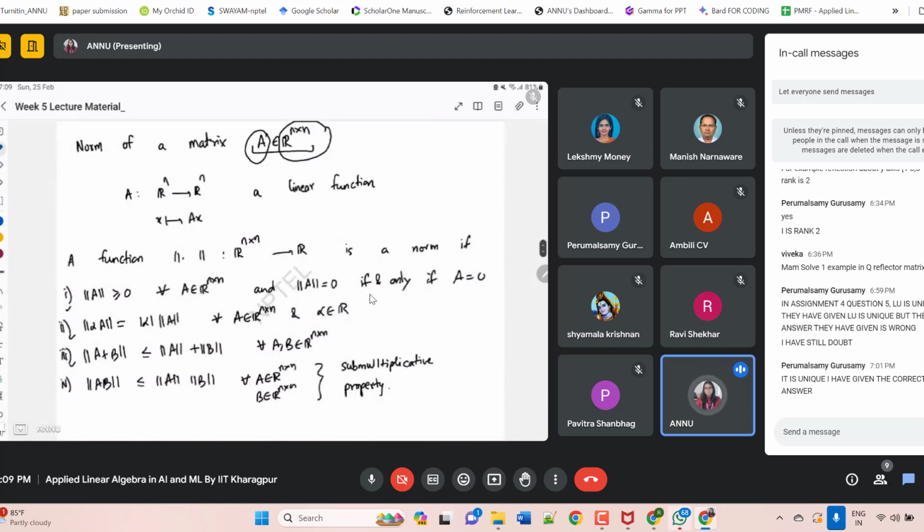Now coming to the most interesting part of the course, that is the norm of a matrix. Till this point, it was somewhat doubtful or confusing. After this point, you'll never have confusion once you understand the concept behind it.